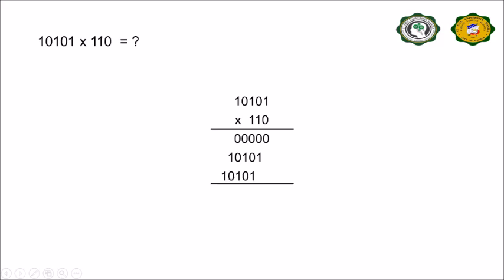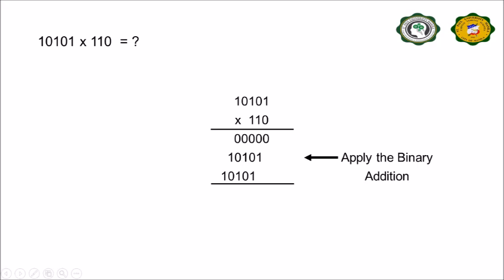So 1 times 1 is equal to 1. 1 times 0 is equal to 0. 1 times 1 is equal to 1. 1 times 0 is equal to 0. Then 1 times 1 is equal to 1. Next, after we multiply all the digits, we will now apply the binary addition to get the answer.